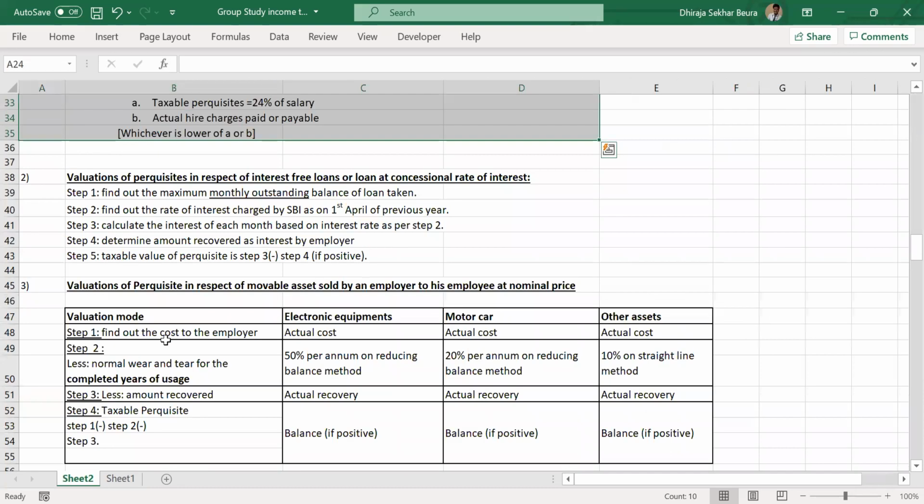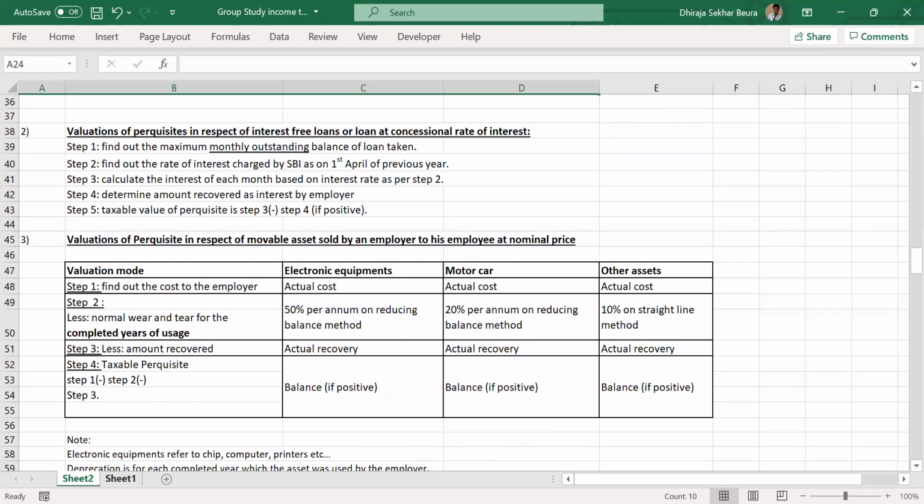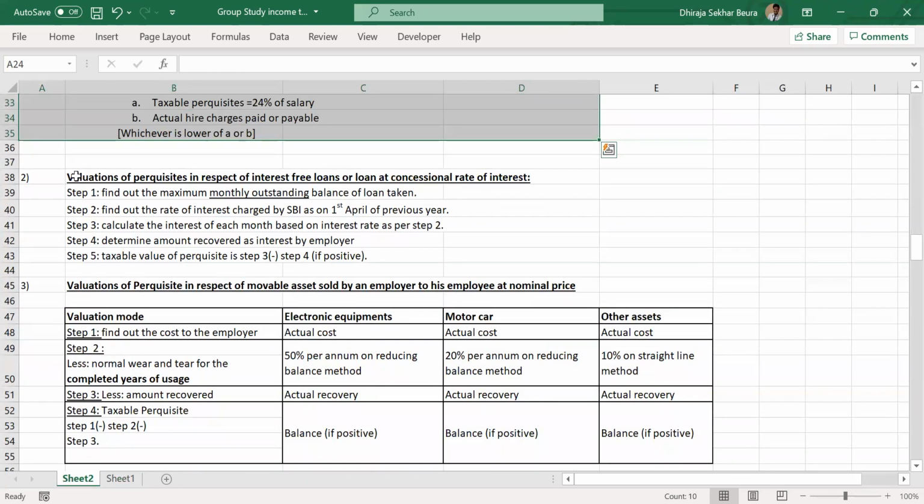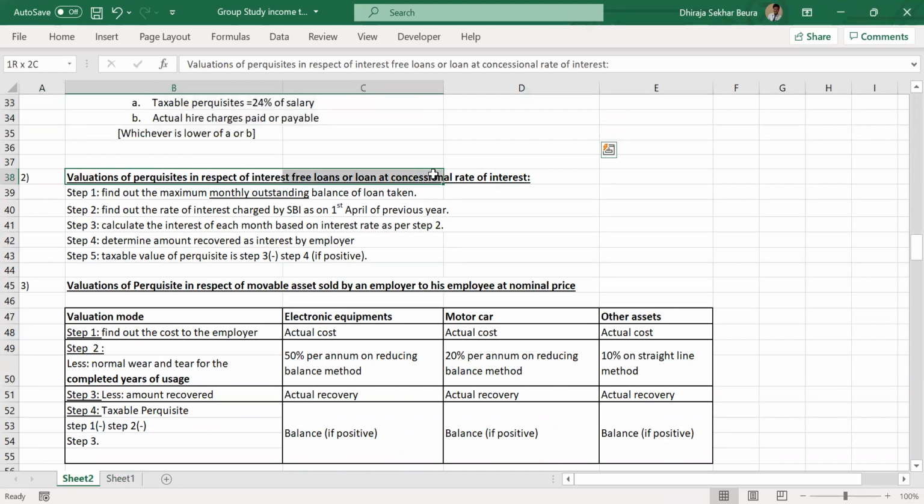Okay, let me quickly go to the next provision. We have 5 provisions in total. Let's quickly finish the second one. It reads, valuation of perquisites in respect of interest-free loans or loans at concessional rate of interest. Find out the maximum monthly outstanding balance of the loan taken. Find out the rate of interest charged by SBI as on 1st April of the previous year. Calculate the interest for each month based on the rate in step 2. Then determine the amount recovered as interest by the employer. Then the taxable value of the perquisite is step 3 minus step 4.